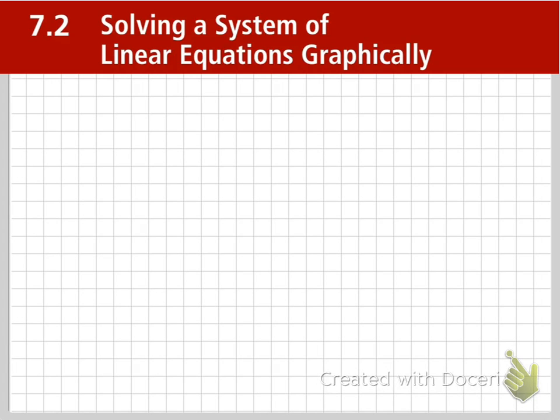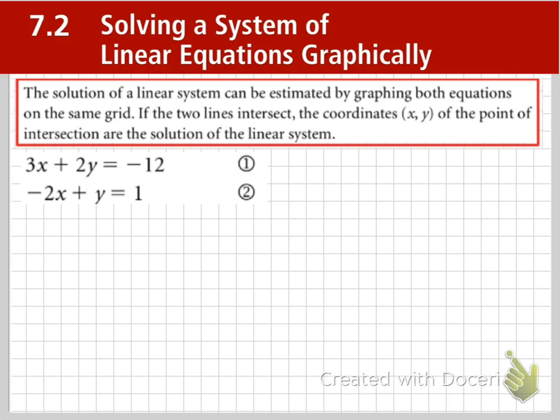Today we're going to look at solving a system of linear equations graphically. Well, the solution to a linear system can be seen by graphing both equations on the same grid. If the two lines intersect, the coordinates of the point of intersection, (x, y), are going to be the solution to the system. Now here's our two equations.